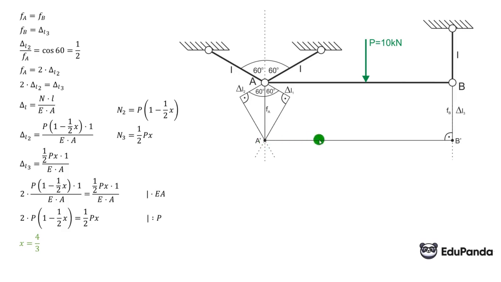The whole beam was 2 meters. 2L was marked, with L as 1 meter, so 4/3 is 1 1/3, which means the force P should be positioned just past the halfway mark. And that's all. We can move on to the third example in the next video.